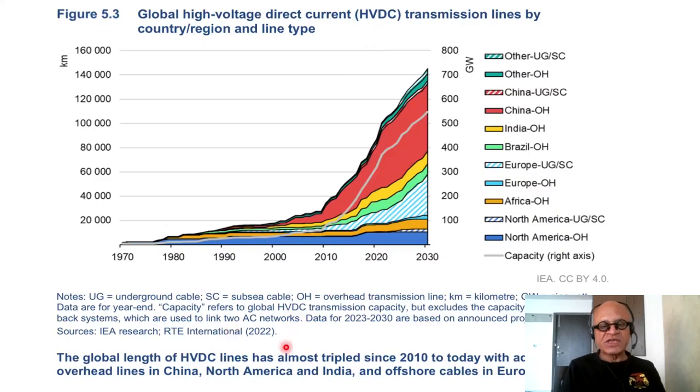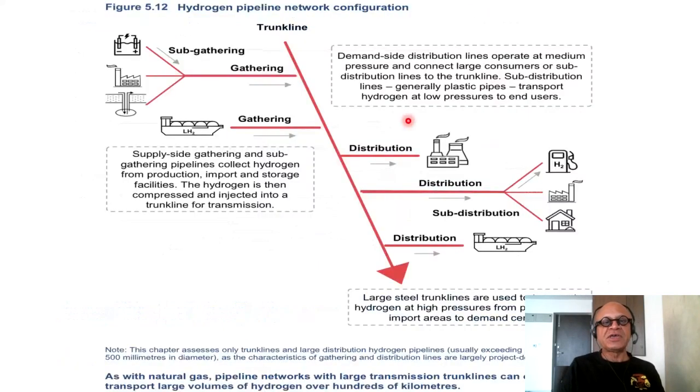The global length of HVDC lines has almost tripled since 2010. So here is the historic record to today, with additions of overhead lines in China, North America, and India, and offshore cables in Europe. And this is expected to continue in the IEA projections.